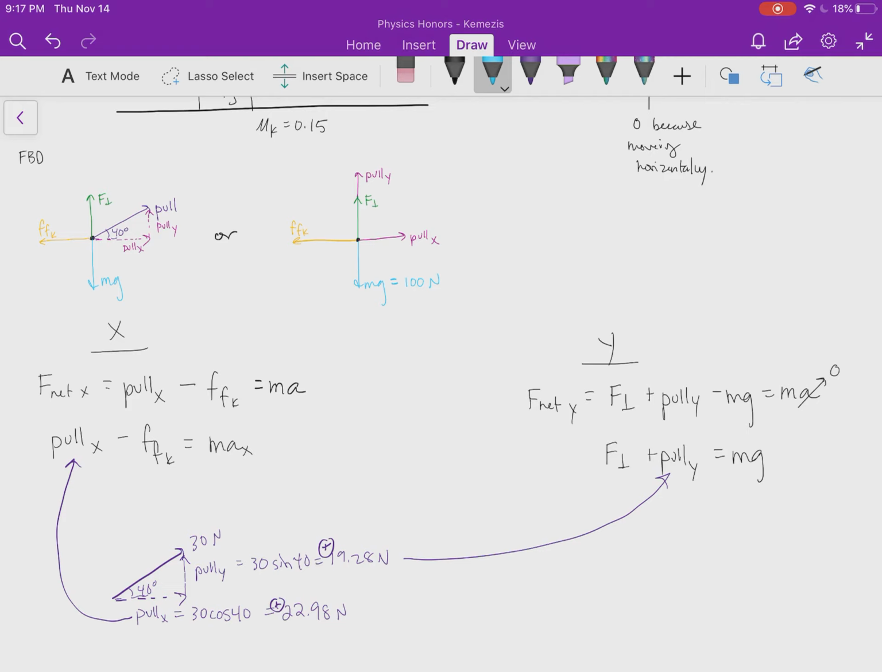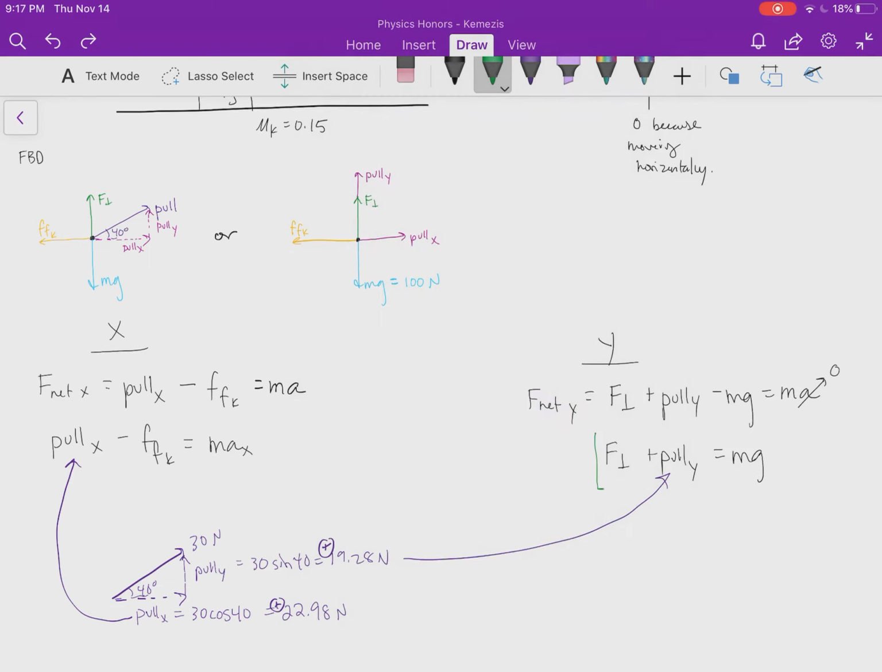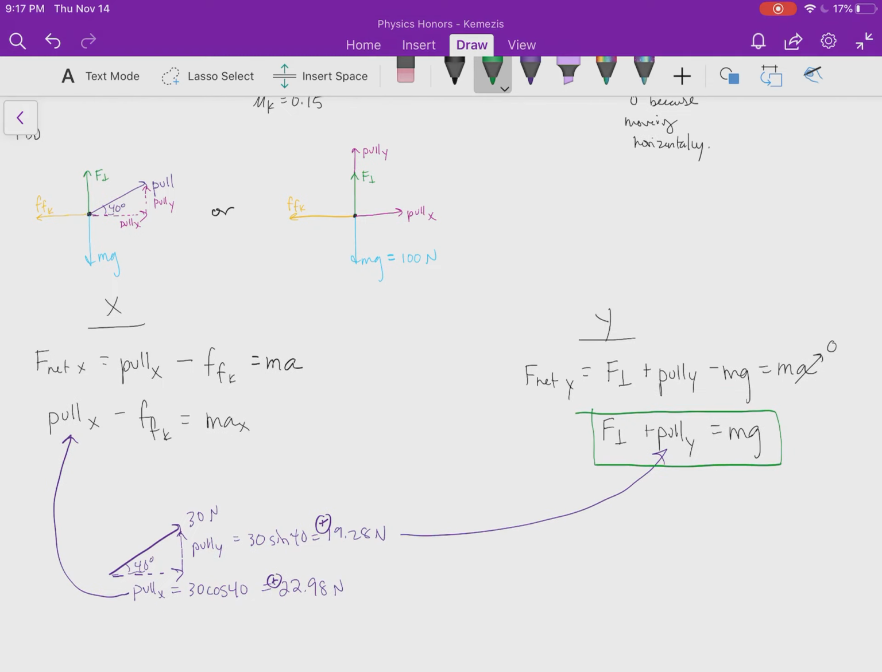And we cannot say that the normal force is equal to mg because we have a calculation right here that says that the normal force plus the pull y is equal to mg. So you cannot have a normal force of 100 newtons if the mass is 100, because if that was true, then pull y would be a net force in the y direction, which would cause acceleration going up.